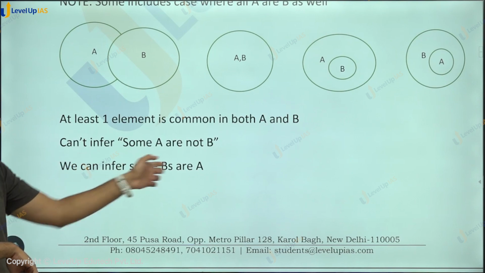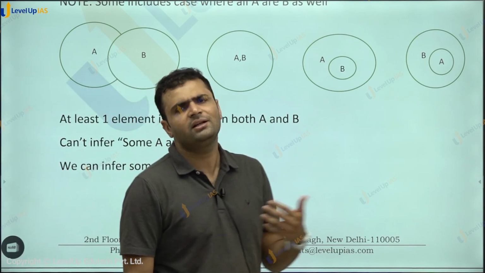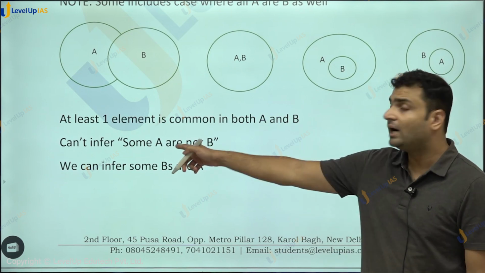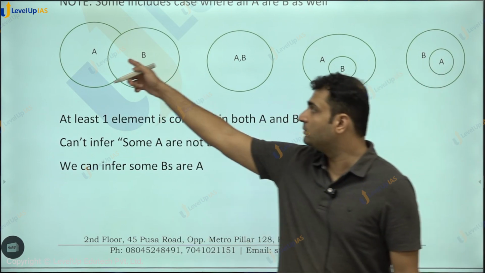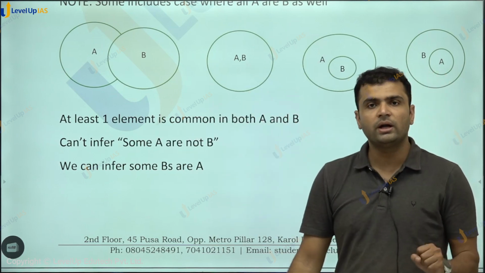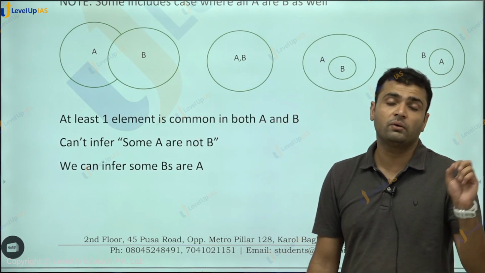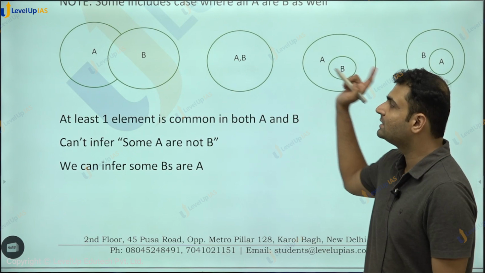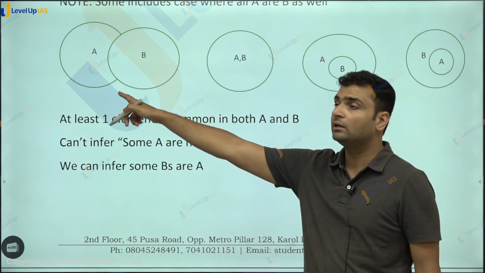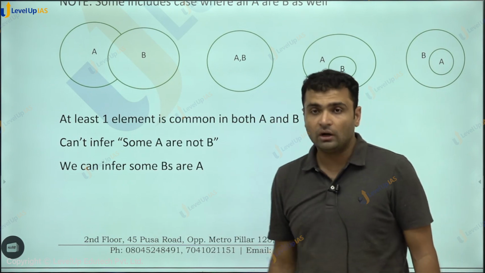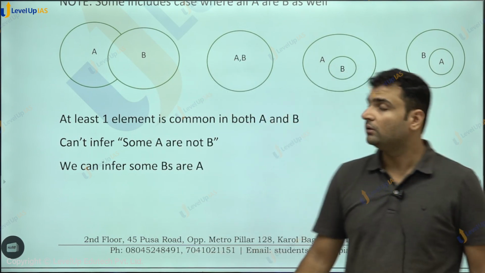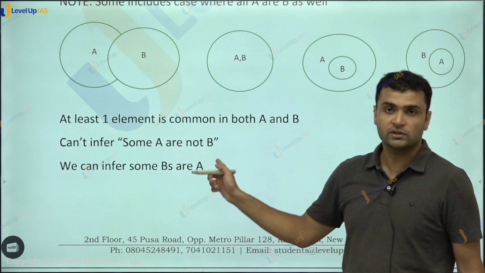But we can definitely infer some B's are A's. What does some B's are A's mean? There is at least one common element between B and A. Yes, that is true, definite. But we can't infer some A's are not B's. Just looking at this, we cannot infer that, because there are other cases as well, and our inference has to be true in all the cases, not just in one particular case. So even though we consider this as the general case of this type of statement, it does not mean that we can conclude this.